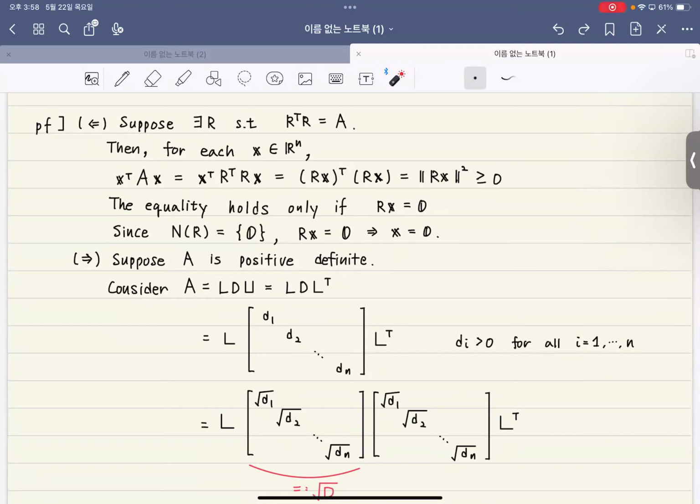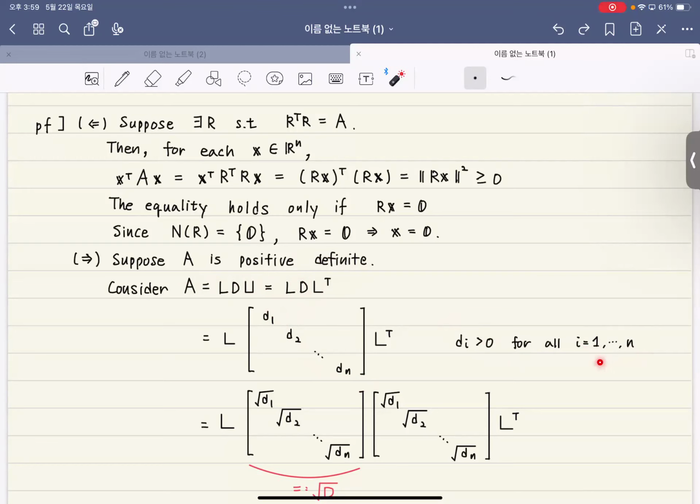Okay. Now, suppose that A is positive definite, and I want to consider the LDU factorization of the matrix A. Since A is real and symmetric, the LDU factorization actually turns out to be an LDL transpose factorization like this. And since A is positive definite, these diagonal entries from D1 to Dn must always be strictly positive, right? So Di is greater than 0 for all i from 1 to n.